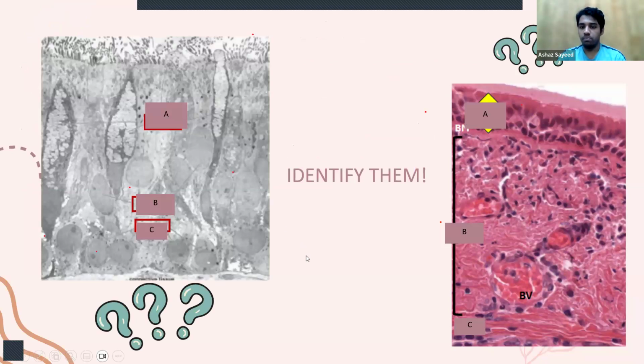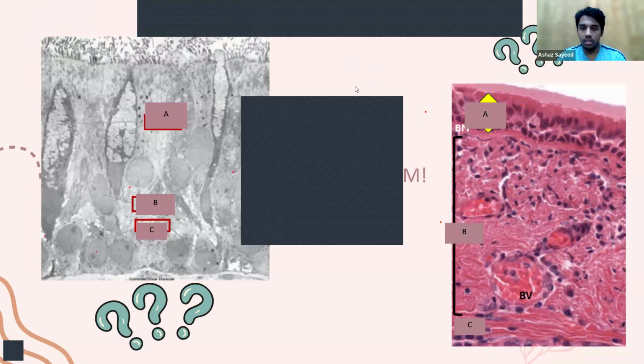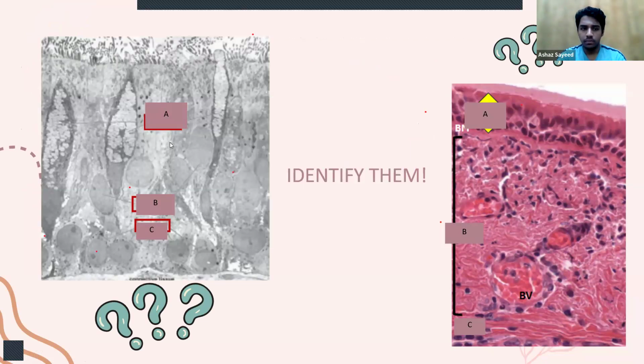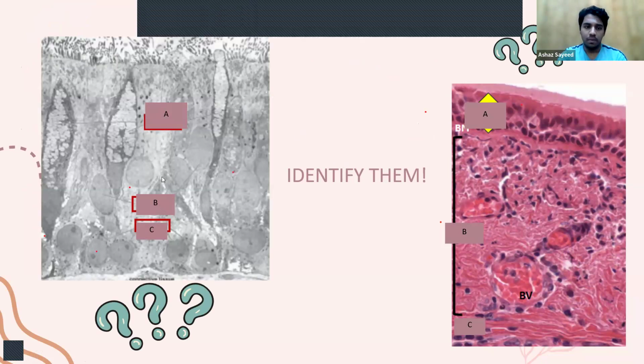So now we have another game of identify them. Come on. We have A, B, C on this side, A, B, C on this side. Anyone? Anyone? Can anyone find out what A, B, and C are? Okay, I guess not.